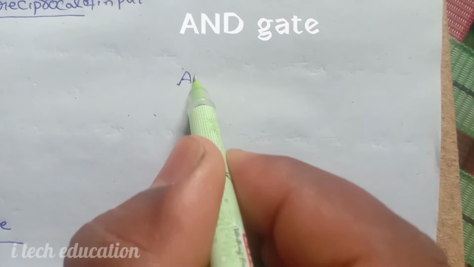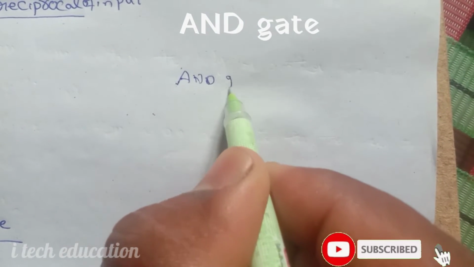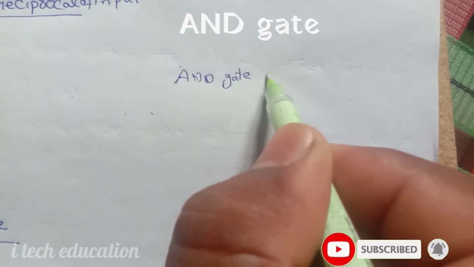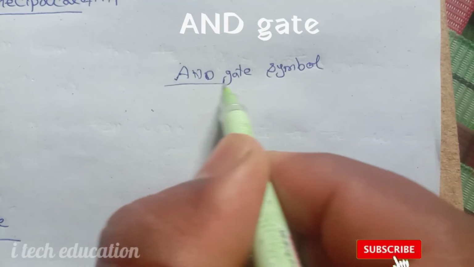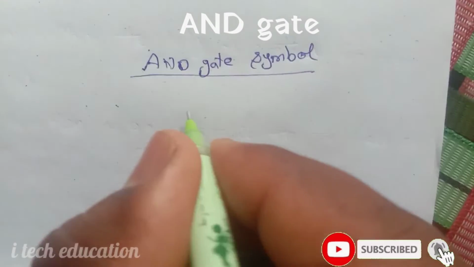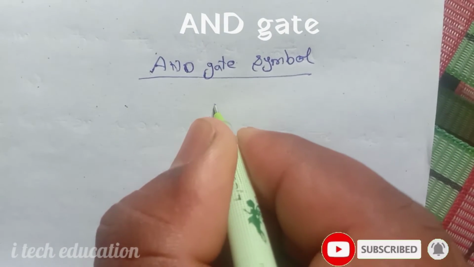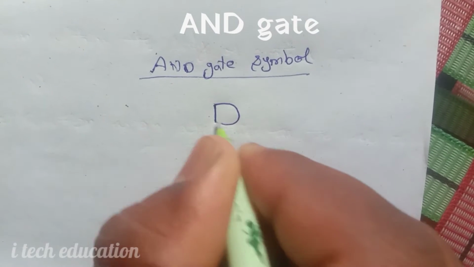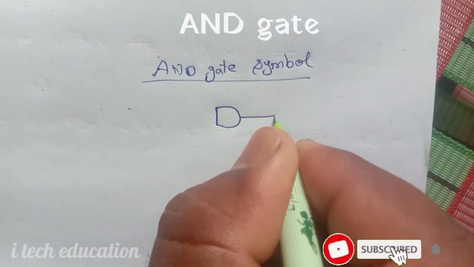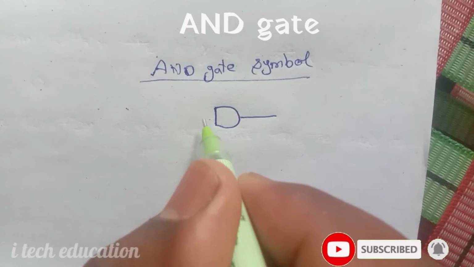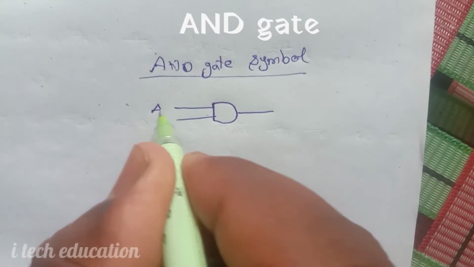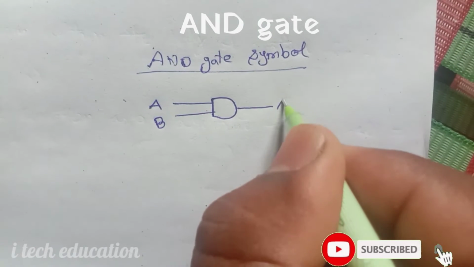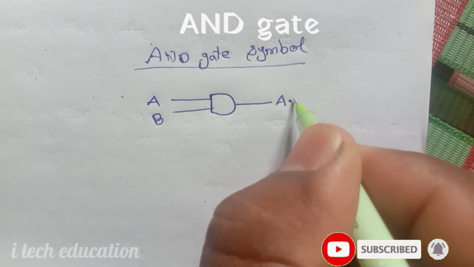Let us see AND gate symbol. The AND gate symbol is like this. Only one output is given. Two inputs are required, that is A and B. It is just multiplication, so A dot B.